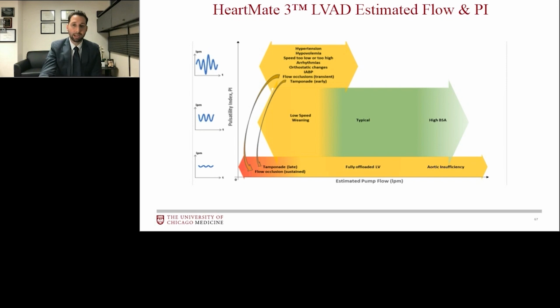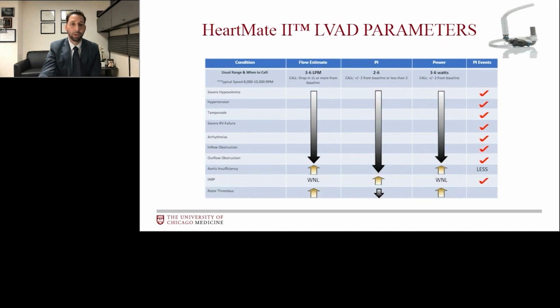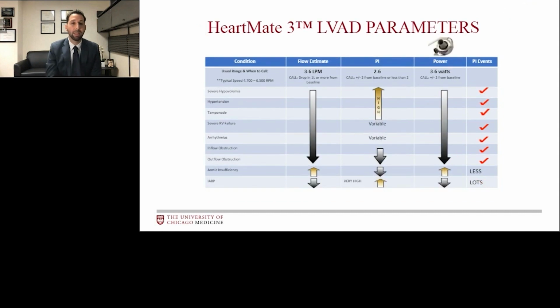I personally like these next 2 summary slides a little better, and let me walk you through them. I'm not going to go through each individual line because this is really what we talked about for the whole talk. But I will walk you through some important similarities and differences between the HeartMate 3 and the HeartMate 2. So let me first point out that the normal operating conditions, the normal range for flow, PI, and power are the same for the 2 pumps. Normal flow is between 3 and 6 liters per minute, PI between 2 and 6, and power between 3 and 6 watts. And this is the same for the HeartMate 3 as it is for the HeartMate 2.